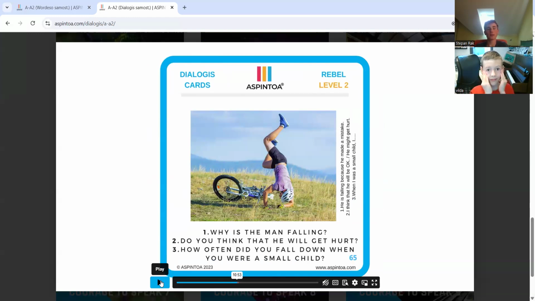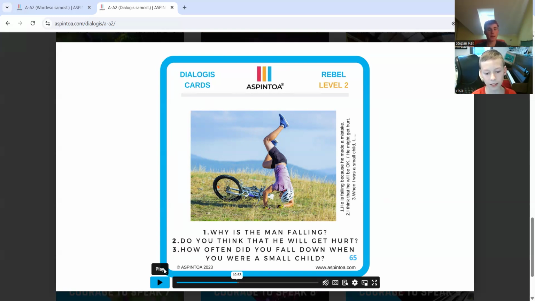Why is the man falling? He is falling maybe because he slipped off his bike. Maybe, yeah. And do you think that he will get hurt? Probably not, because he is blocking. He has like the hand on the ground, so he doesn't hit his head. Yeah, he's trying to cushion the fall a bit.